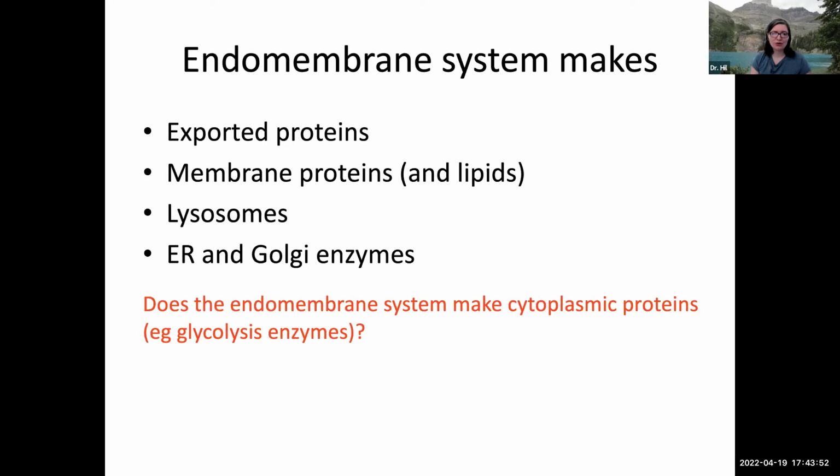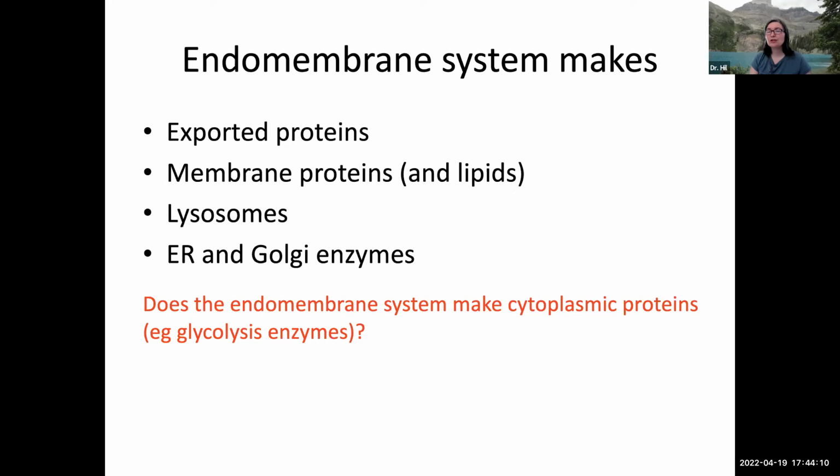We learned that what the ER does is it makes proteins, and then it passes those proteins off to the Golgi, which sorts them and then sends them where they're supposed to go. So it's natural to think that is kind of where all the proteins get made. That is not the case.